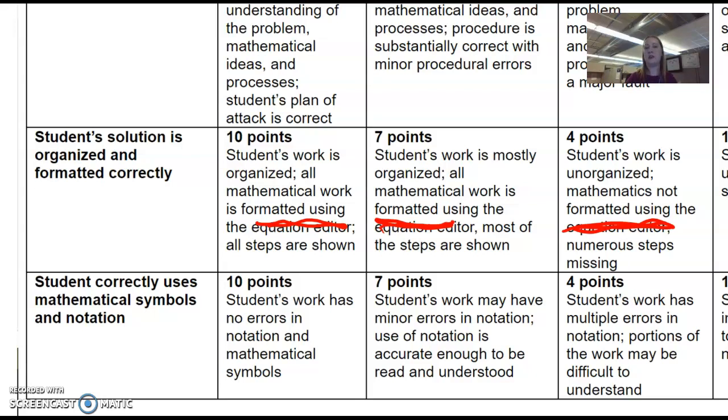And then the last one is student correctly uses mathematical symbols and notation. So you need to be able to use the symbols correctly, because if you use the wrong symbols, then you are communicating to someone something different than what you mean. And then that can also cause problems if you're getting tutoring and then you're not using the right symbols. So if you have notation errors, if you're using the wrong symbol, that's where you could lose points there.